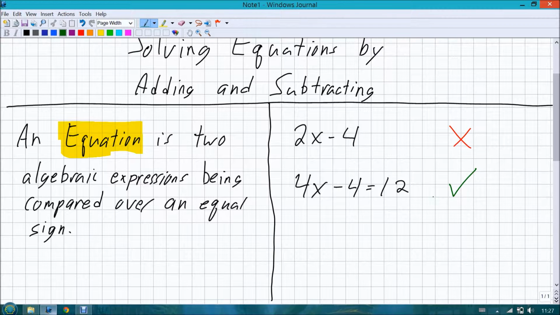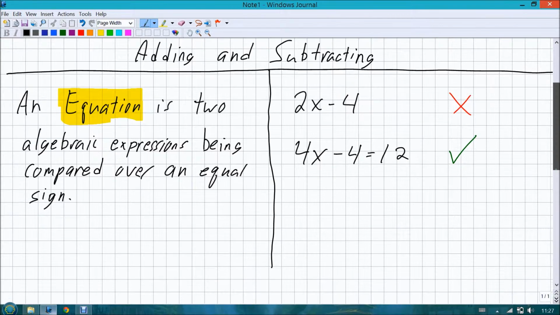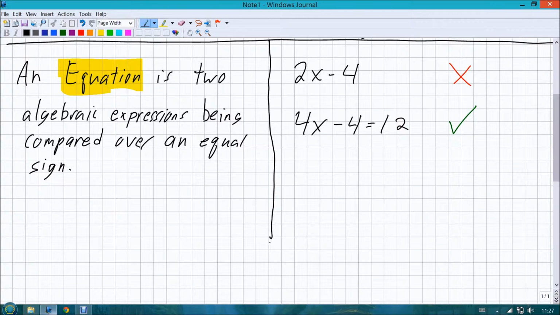No, we don't. So when we see a whole number by itself, or actually any real number by itself, it can be considered an algebraic expression, even if it doesn't have variables, because we can always add the plus 0x to it. So when we're looking at these guys, we're going to be looking at solving equations, which are two algebraic expressions being compared over an equal sign.